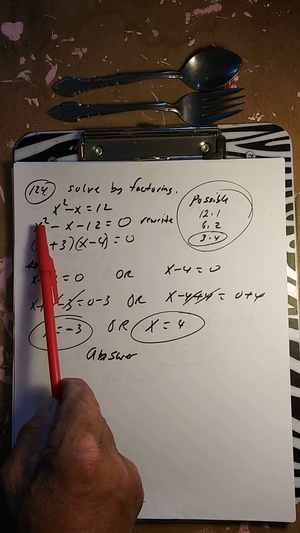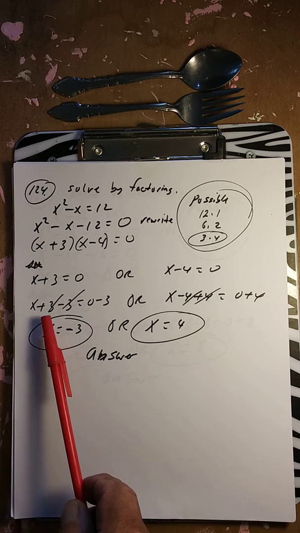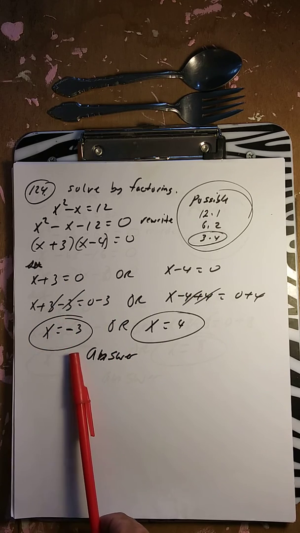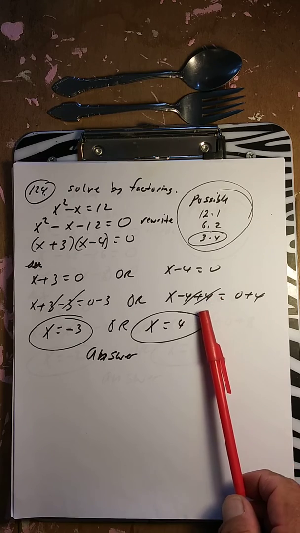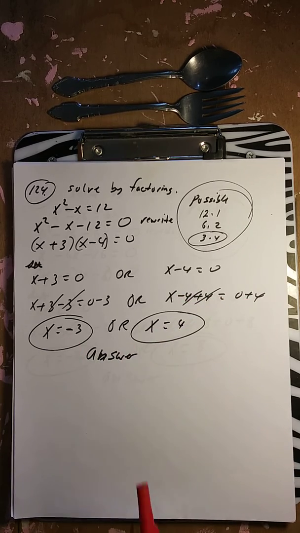And x times x is x squared. Yep, they match. So x plus 3 equals 0 and x minus 4 equals 0. Minus 3 minus 3, so x is negative 3, or over here, x minus 4, add 4, so x equals 4. So x equals negative 3, or x equals 4.